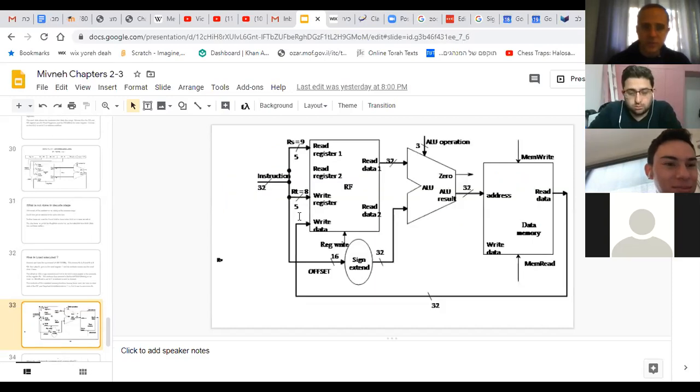So let's go to the picture. Here's that same register file. And remember, keep in the back of your mind what we're doing. We're doing a load word.